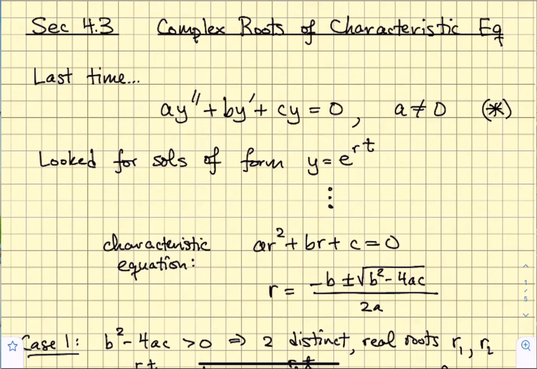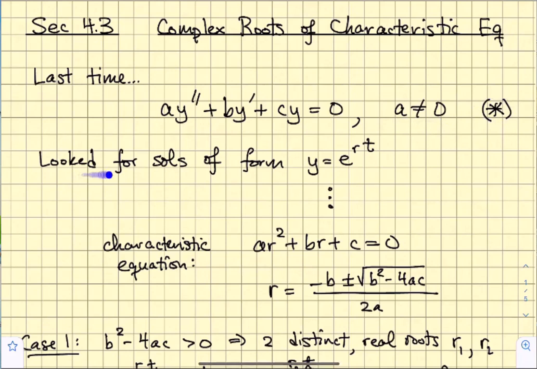Section 4.3, Complex Roots of the Characteristic Equation. So last time we were looking at second-order linear homogeneous constant coefficient equations of the form ay double prime plus by prime plus cy equals 0, where a, b, and c are known constants and a is not 0. Let's call this equation star.